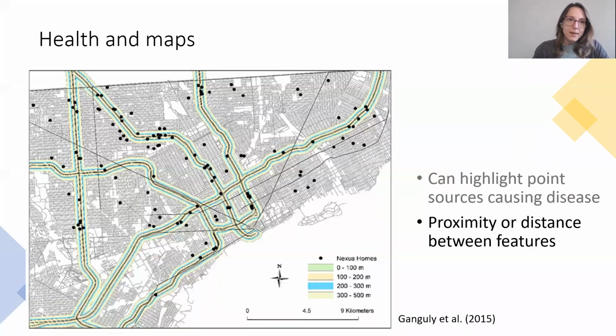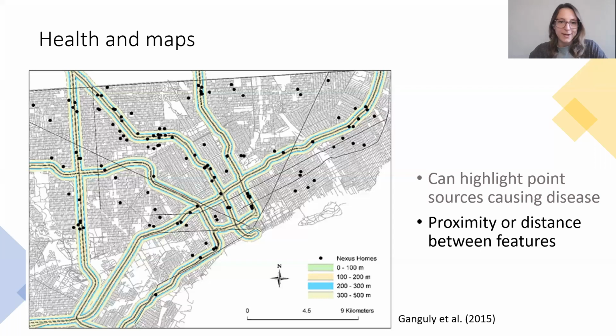So another thing that we use health maps for would be to highlight the proximity or the distance between certain features. What I mean by that, here you can see in the figure a map of different highways, and this is a map of Detroit.